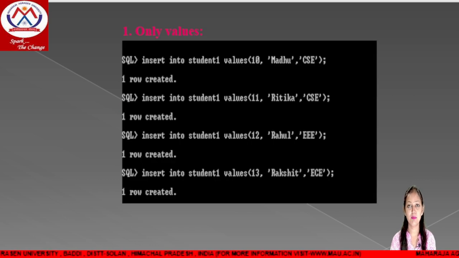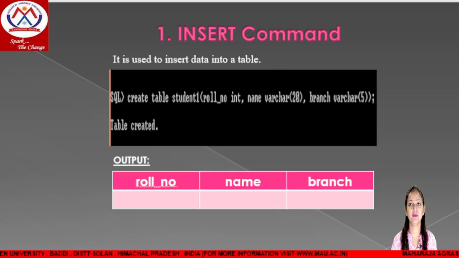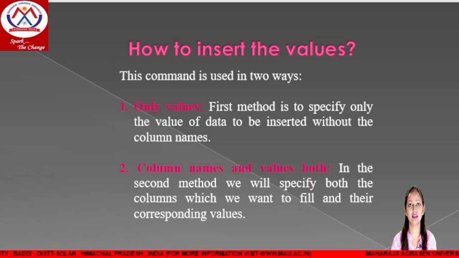Now let's take an example of how, with the help of commands, we can insert values in that table. The first method was, as already discussed, only values. So how to write it? The syntax is you need to type insert into table name, and then in the parenthesis you have to enter the values. Whatever data type you have mentioned while creating the table, according to those data types, you need to enter those different values, right? We have taken here int, varchar and varchar, right?